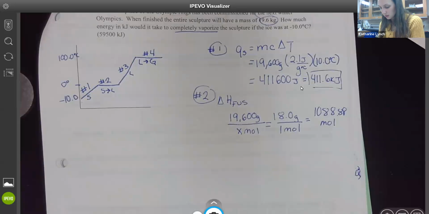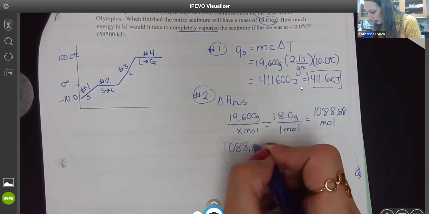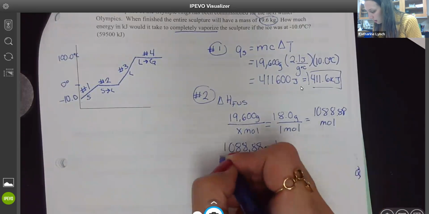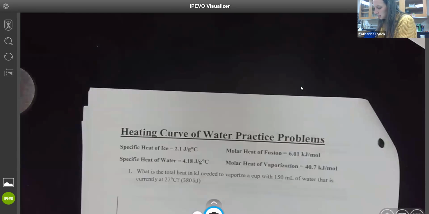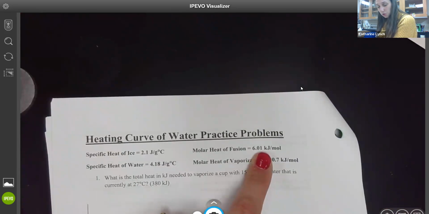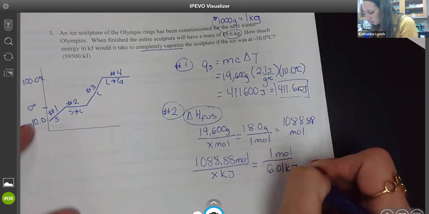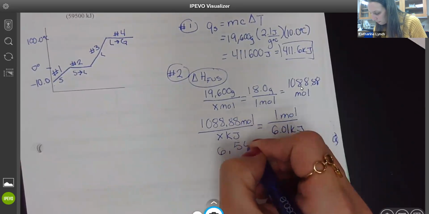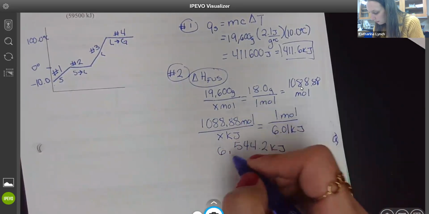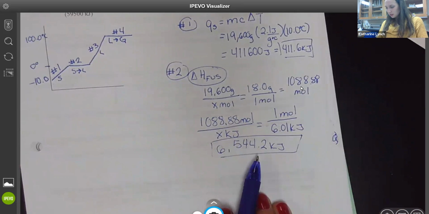Let's find out how much energy there is now. So if I have 1,088.88 moles of water, I want to know how much energy that is. The delta H of fusion on the previous page tells me it takes 6.01 kilojoules of energy to take 1 mole of water from solid to liquid. So I can write that in here: 1 mole takes 6.01 kilojoules of energy. I cross multiply, and I end up with 6,544.2 kilojoules. Don't need to convert that, it's already in kilojoules. So that's my next part. This is a big ice sculpture. A lot of energy is required to melt this.